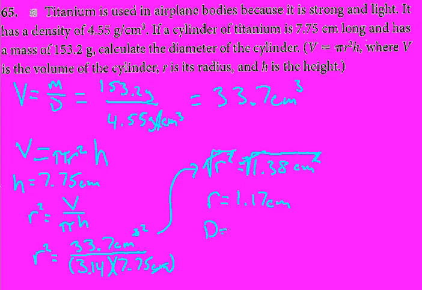Since our diameter is equal to twice our radius, all we have to do is multiply this 1.17 centimeters by 2, and that'll give us a diameter of 2.34 centimeters, just under an inch. And that is how you do problem number 65.